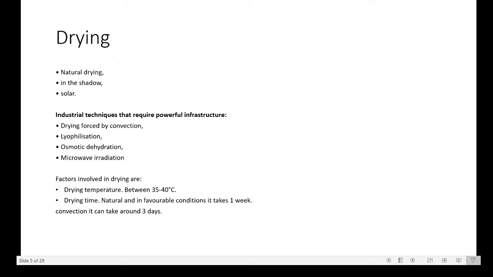Some of the factors need to be controlled, with the temperature not going above 40 degrees Celsius, because some flavonoids easily evaporate above 40 degrees Celsius. So we are not allowed to dry at more than 40 degrees Celsius. The drying time is very important. As I mentioned, shadow drying will take around 3 days to 1 week. So this drying time is a little bit higher.